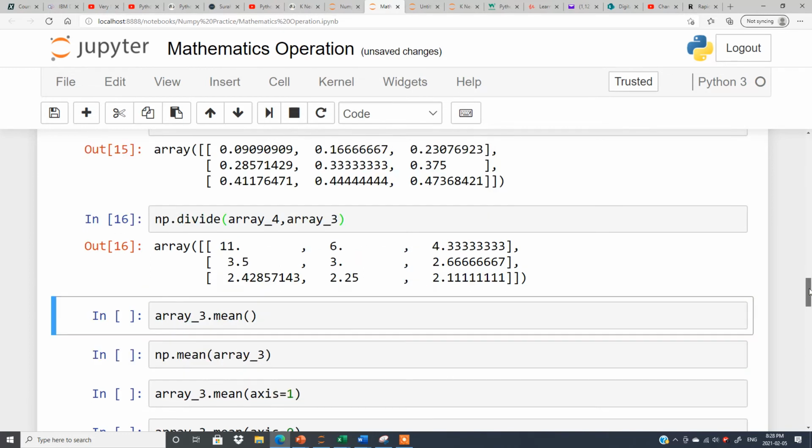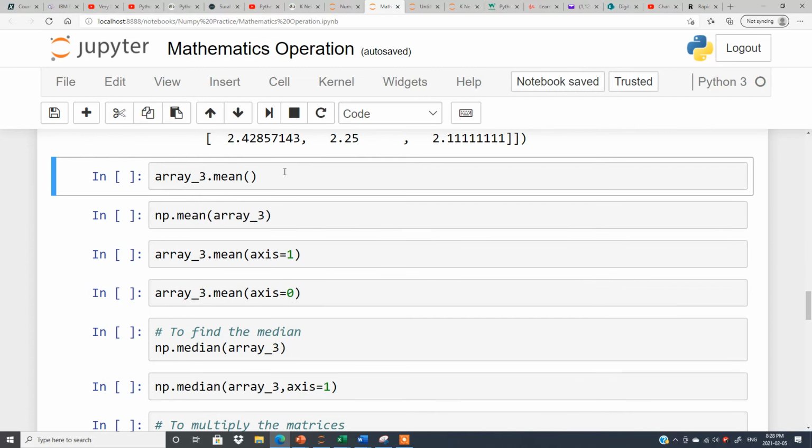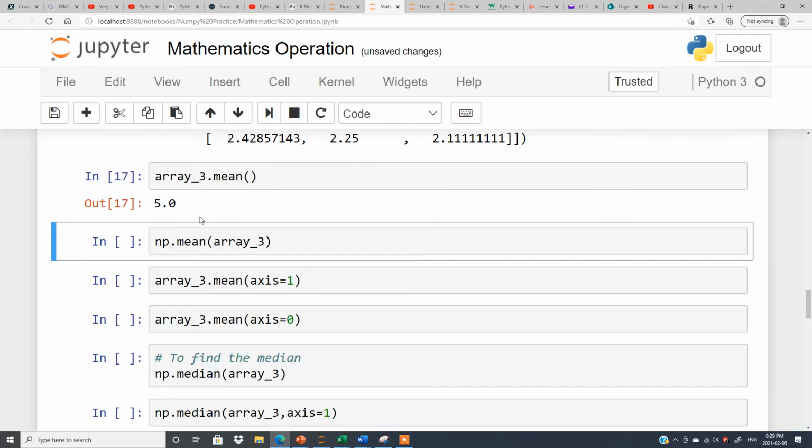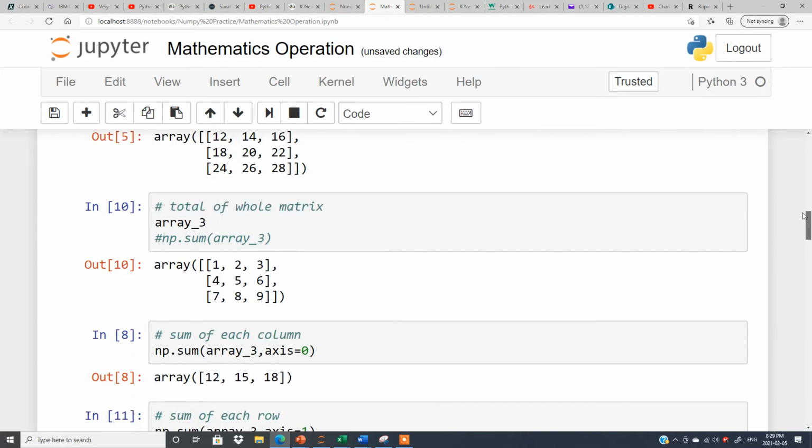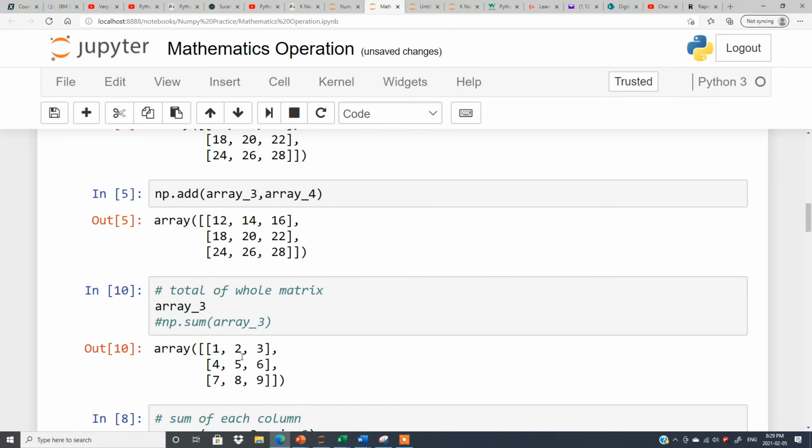Okay, so now for the mean, if you want to calculate the mean of array 3, you only have to use dot mean. Mean means average, do not use the word average. Dot mean and execute it. So for the mean of array 3, you add all the entries, then divide by 9. Why? Because we have, I will show you, this one: 1 plus 2 plus 3 plus 4 and so on. It is 45 divided by 9, so we will get 5.